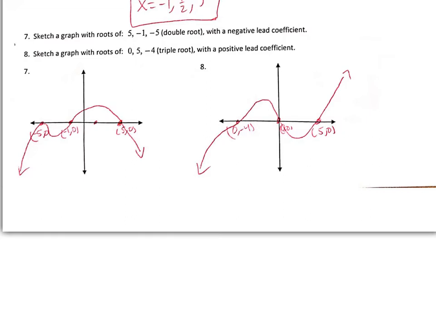Number 8, you had a triple root at negative 4. So you needed to do a snake through negative 4 and then just slice through the other 2 roots. There were 5 total roots, meaning it had to start down, end up.